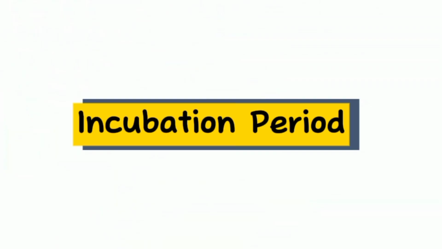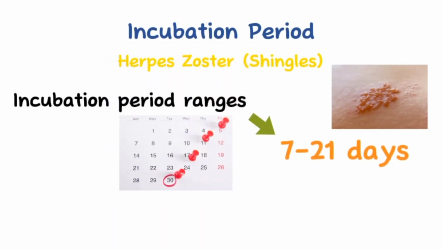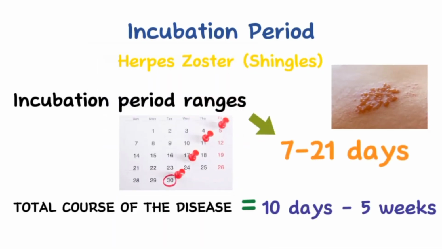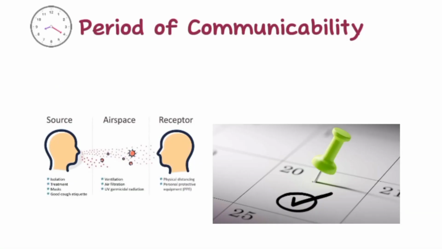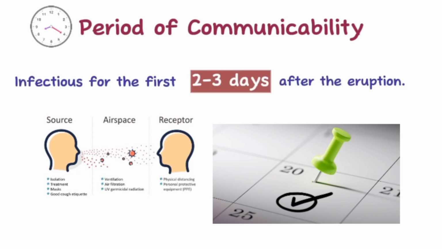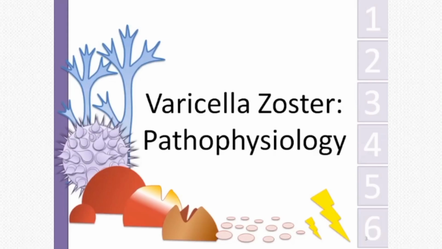The incubation period ranges from 7 to 21 days. Therefore, the total course of the disease is 10 days to 5 weeks from onset to full recovery. For the period of communicability, an individual with an outbreak of VZV is infectious for the first 2 to 3 days after the eruption. And here's the disease process about herpes zoster or shingles.